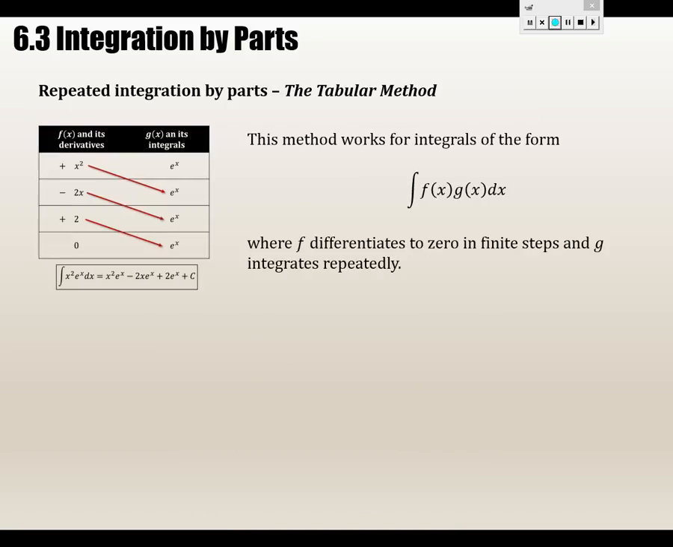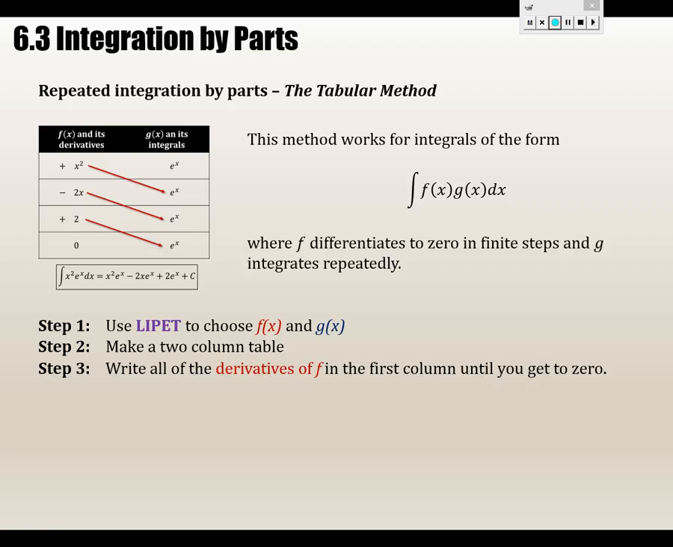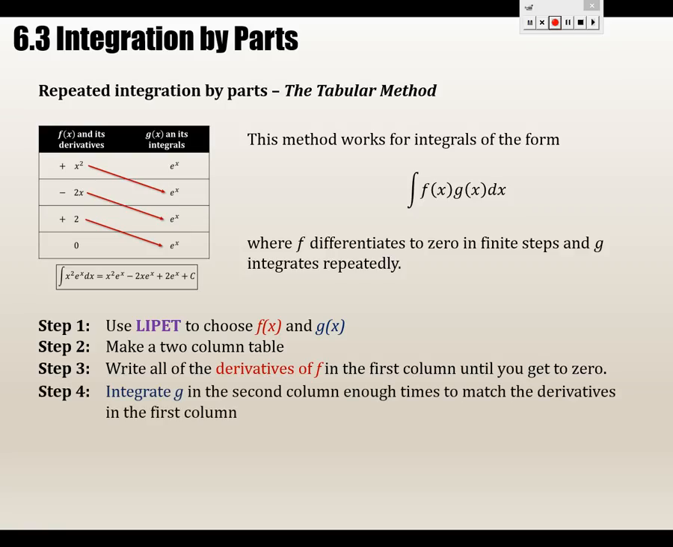So, what did we just do again? All right, here are the things you just did, in case you didn't know. You used LIPET to choose f of x in the same way you might choose u for that first column, right? And then g of x is like the v, the dv part, right? And then you made a 2-column table, took derivatives of f until you get to 0. Just keep taking derivatives. So that's why, in order for this to be a finite process with an end, so that we don't get an infinite series here, a good choice of f is one that differentiates to 0 in a finite number of steps, okay?